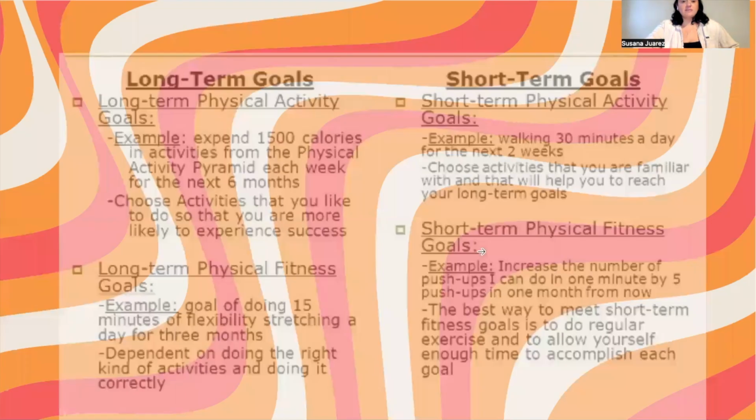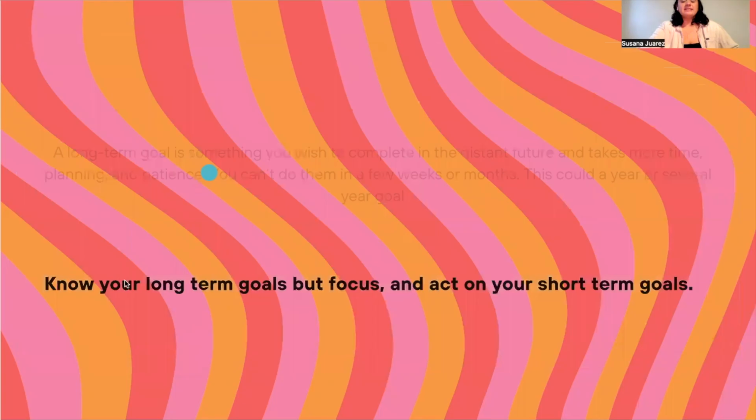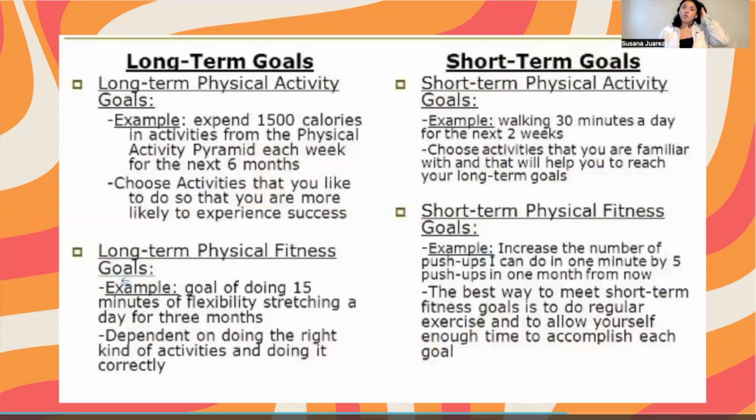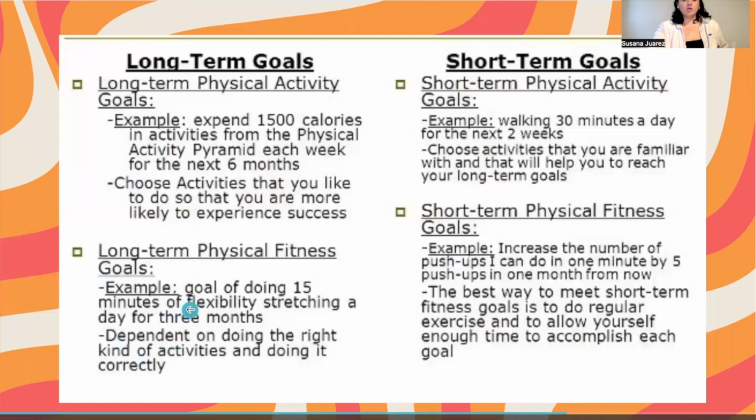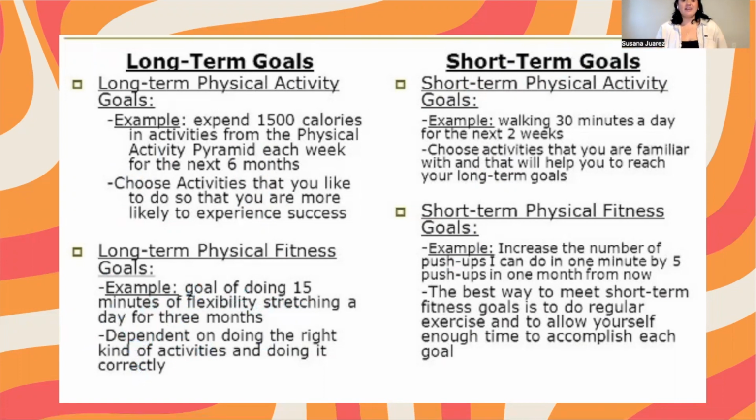Something else we kind of talked about. I'm going to go here because these are some good examples for fitness goals. So long-term goals for physical activity could be, we're going to focus on this one down here, a goal of doing 15 minutes of flexibility stretching a day for 3 months. That could be a longer term goal, and it's dependent on doing the right kind of activities and doing it correctly. So I like these examples because they're telling us things that we have to do.